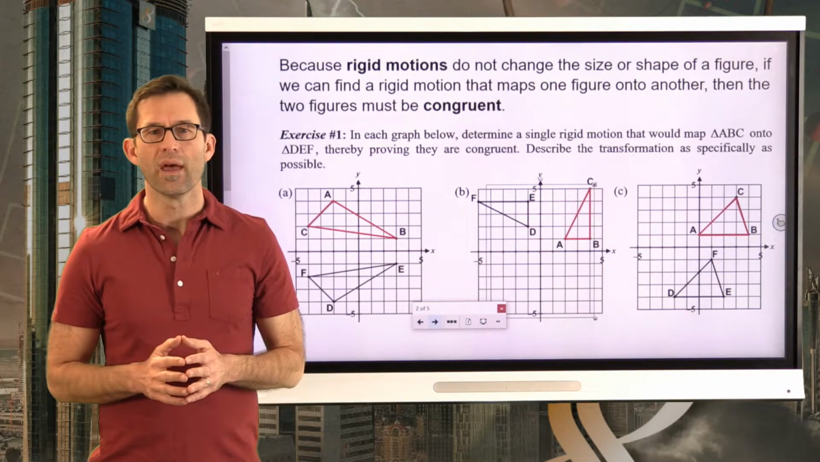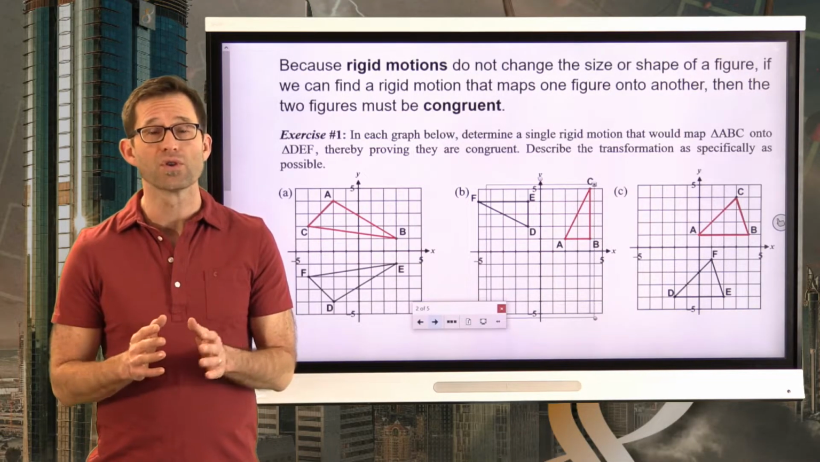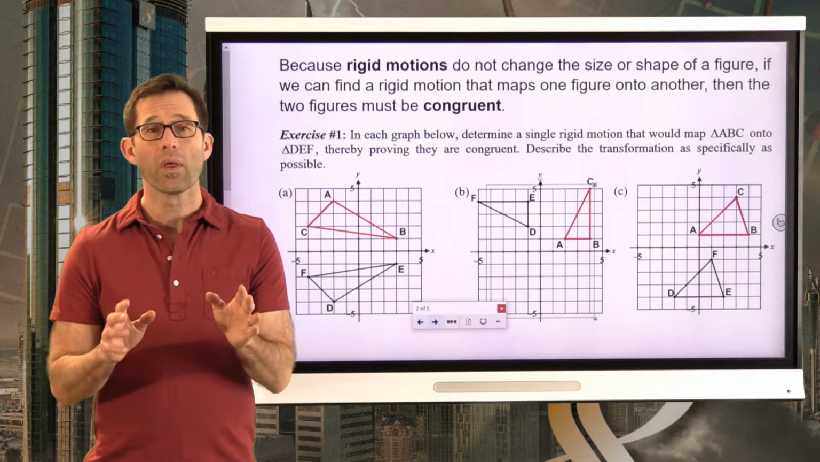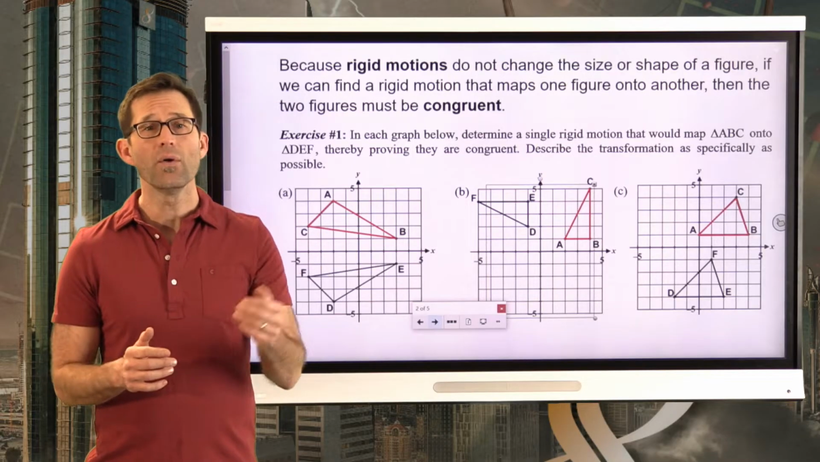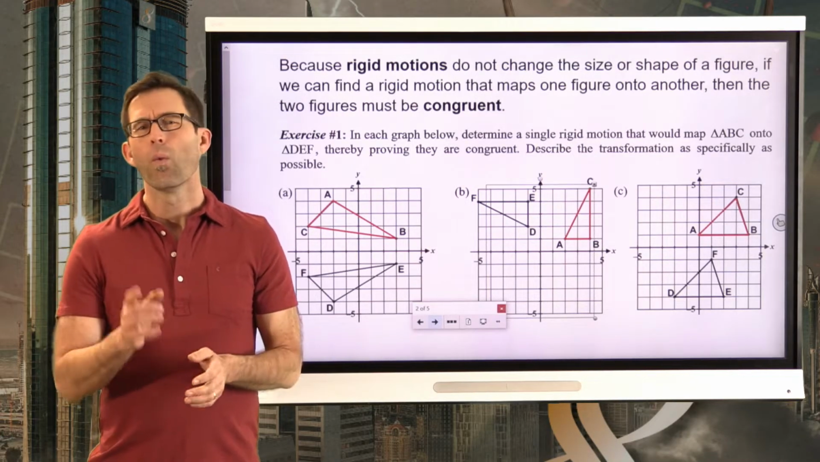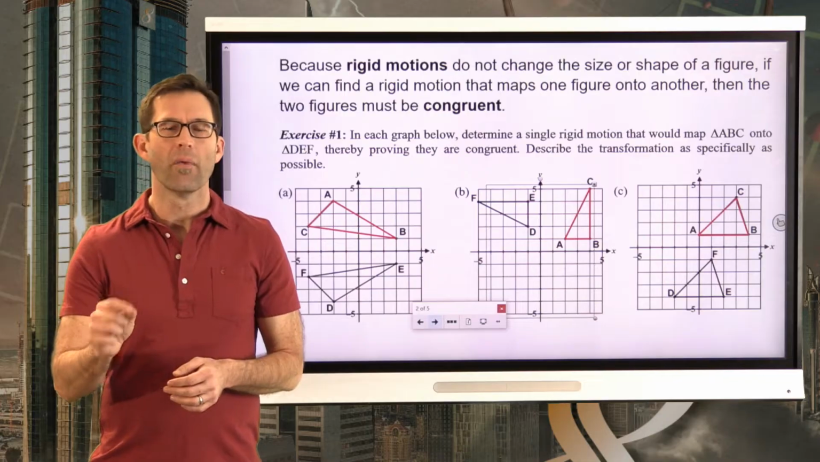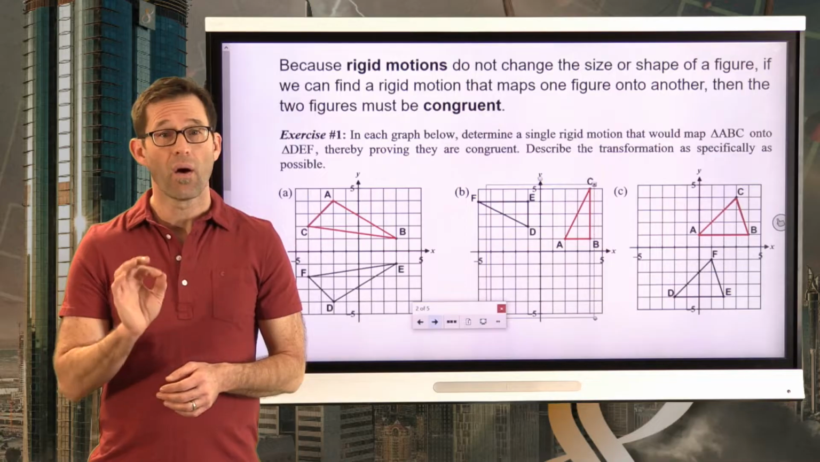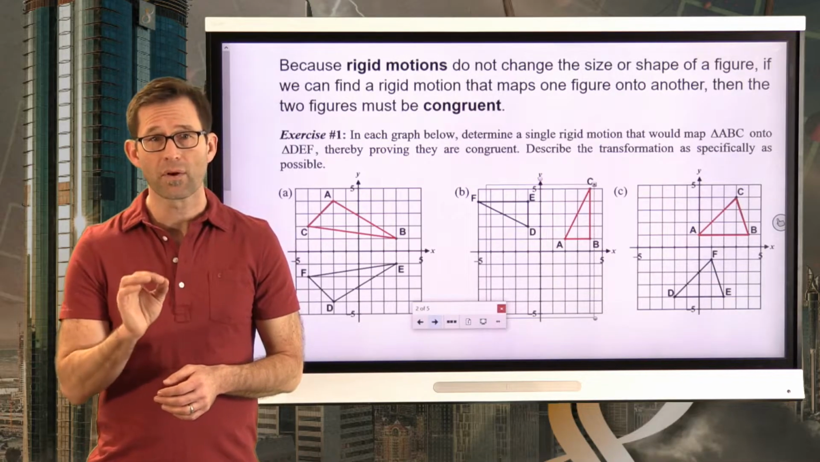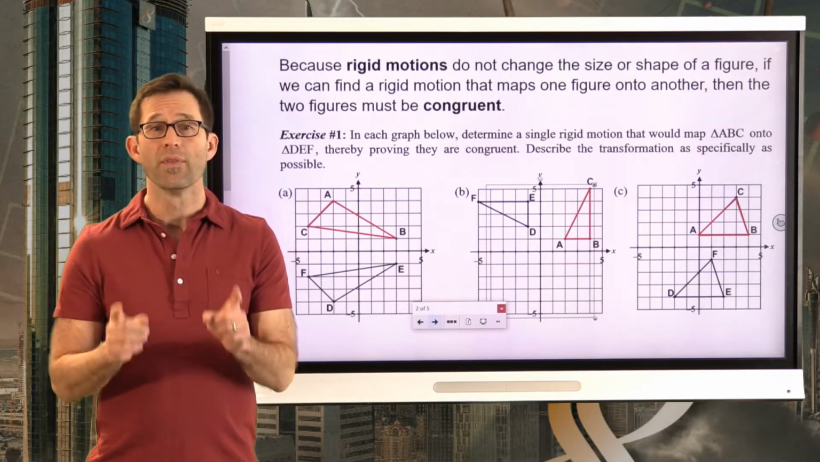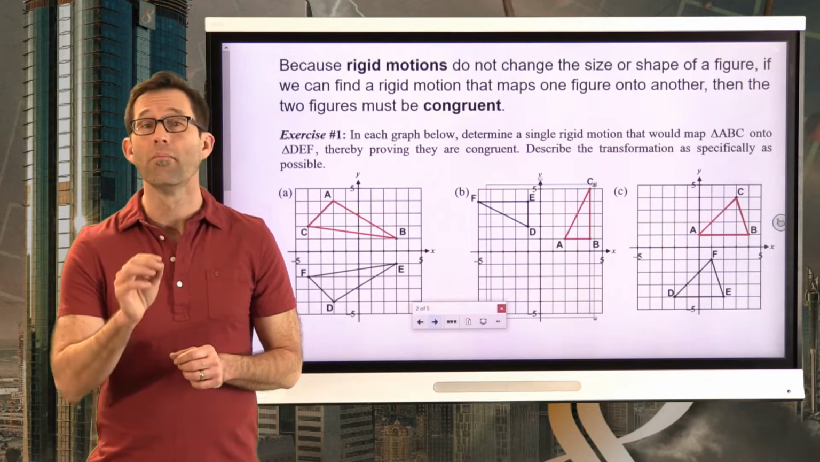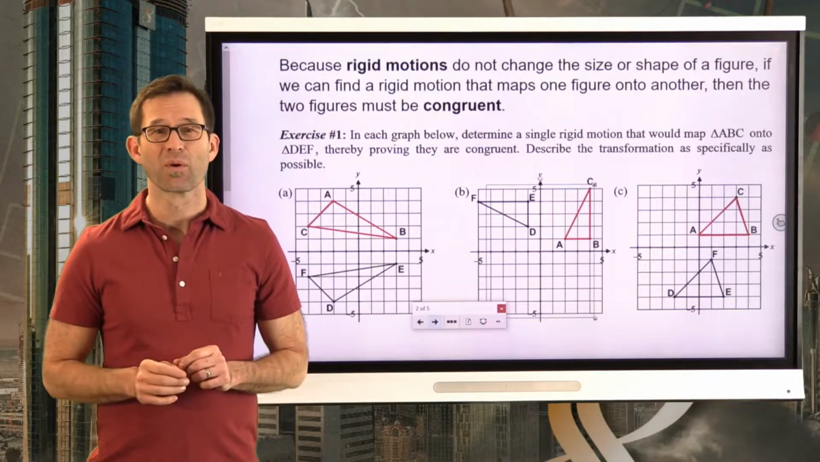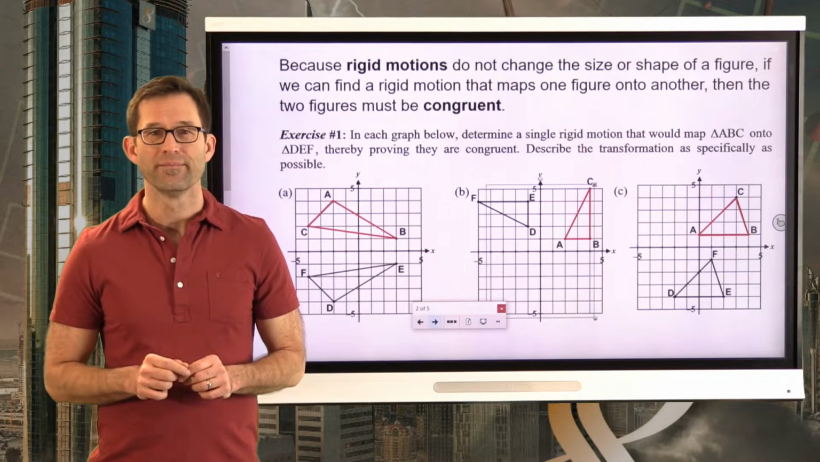What we want to work with today is this idea. Remember, our rigid motions are reflections, rotations, and translations. What we want to do is say, I know that these two figures are congruent. What rigid motion will map one of them onto the other? Because guaranteed, if there are two geometric objects that are identical, congruent, then there will be a rigid motion or multiple rigid motions that will map one of them onto the other one. Let's get some work with that idea in exercise number 1.